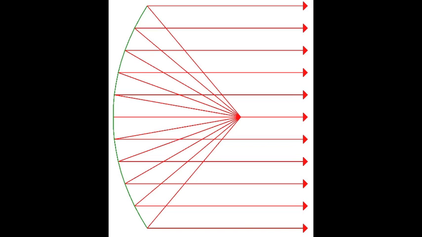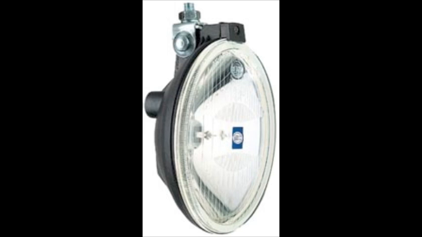And that's actually how headlights are designed. So if you look at the mirror behind that headlight, you can see it's shaped like a parabola. And so when the light bounces off of that, it goes out in a straight line so that you can see while you're driving. Let's look at some of the words we use to describe parabolas.